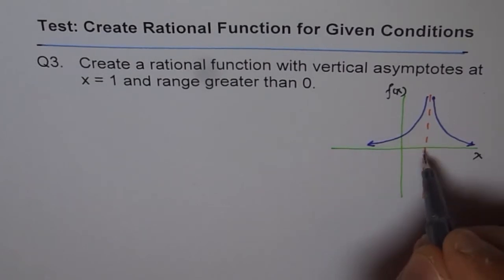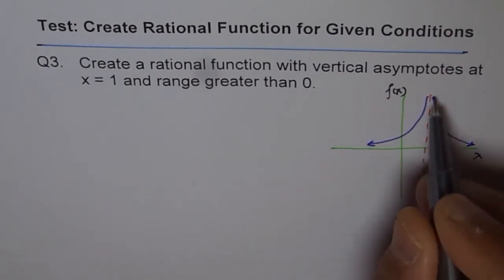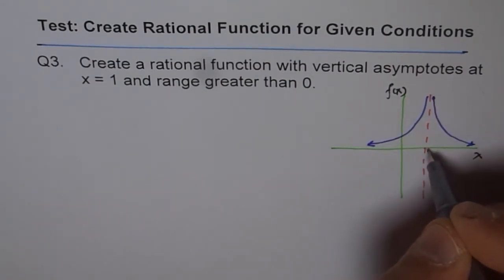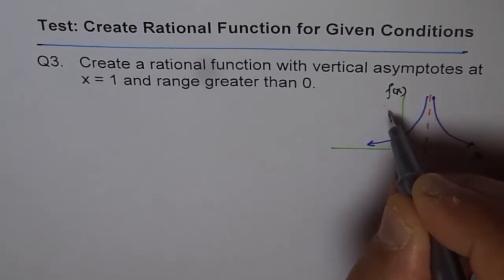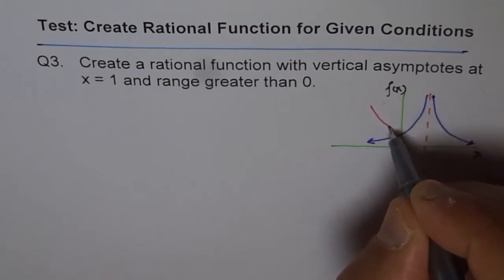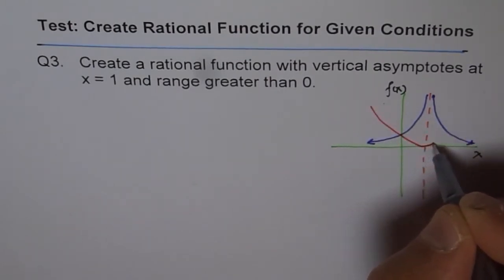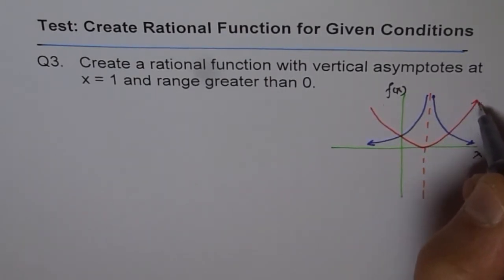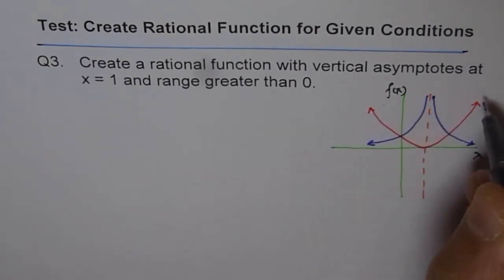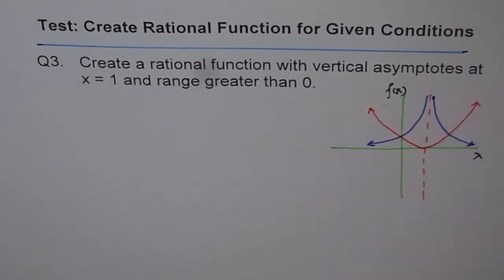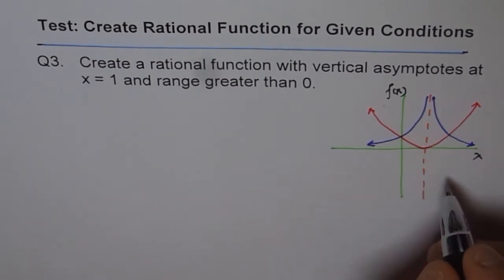Now, if you have a vertical asymptote here, that means you have a 0 of a quadratic function or something like that, and we are taking the reciprocal of that to get this. So you can think about a function like this. For example, let me draw this function. I'm trying to give you a hint so that you get your answer.